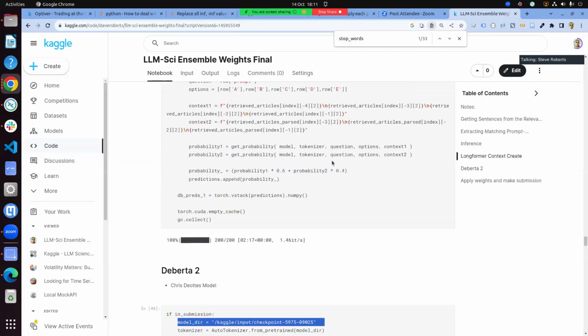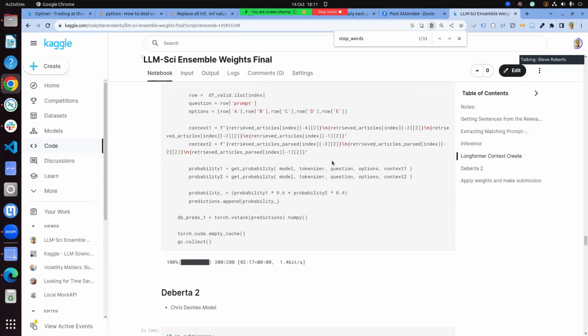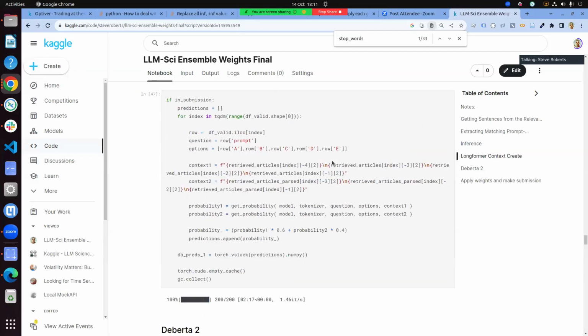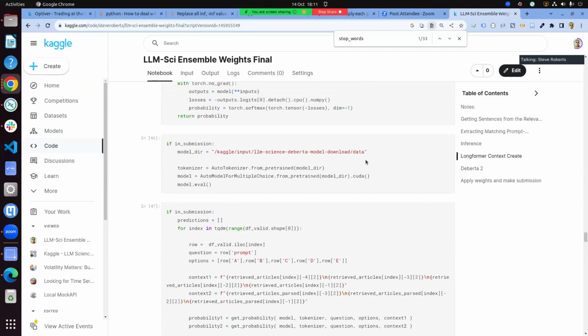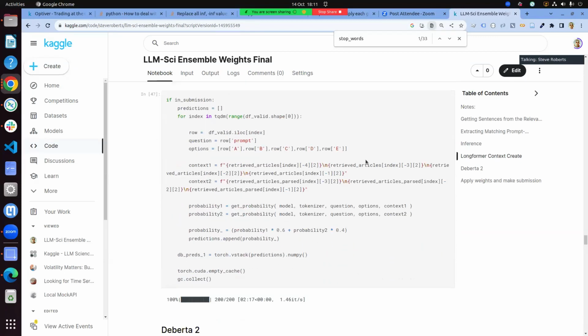Then I took Chris Diott's training notebook and trained it with the new way of getting the context, to make my own models. So I had two of them as well.